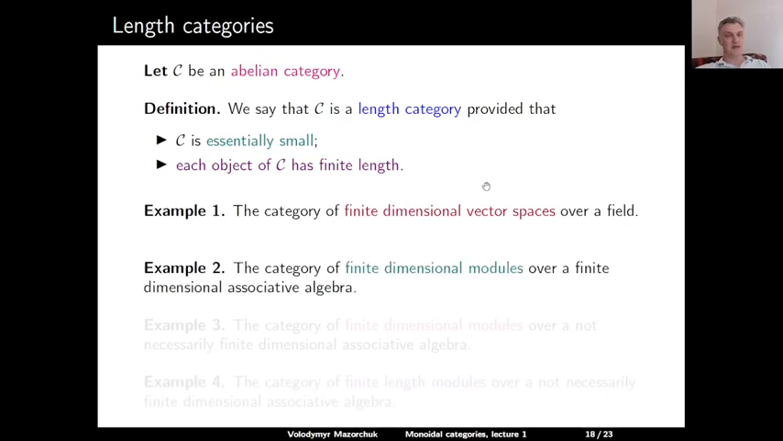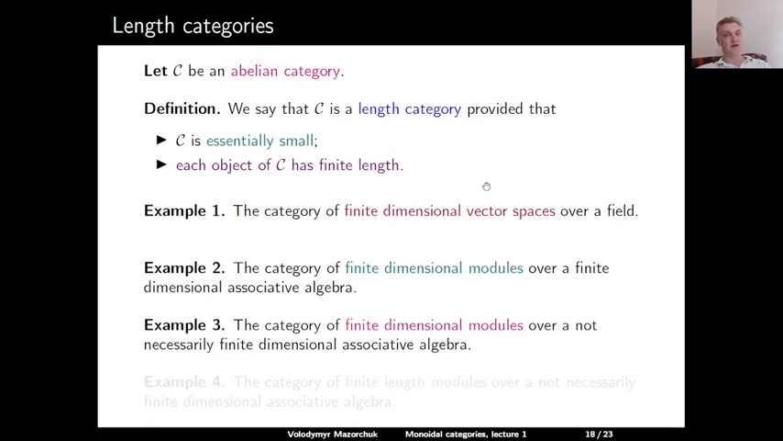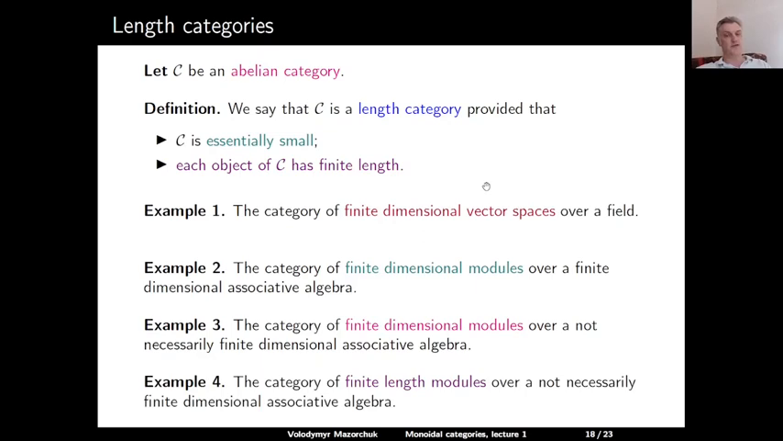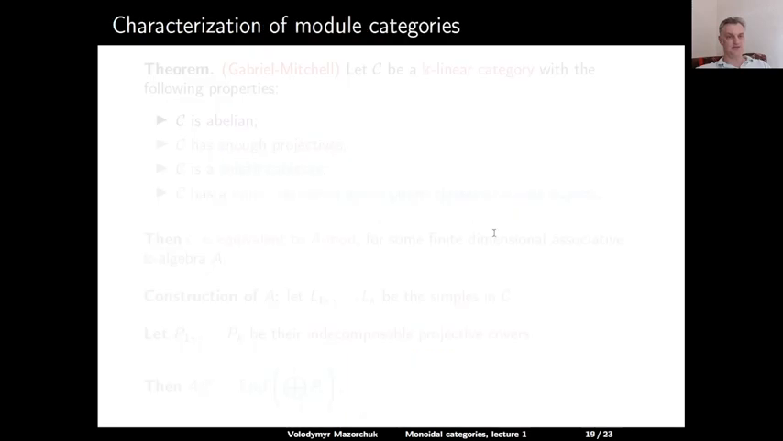Another example is the category of finite-dimensional modules over a finite-dimensional associative algebra. Alternatively, the category of finite-dimensional modules over any associative algebra, not necessarily finite-dimensional. Or more generally, one can consider the category of finite length modules over a not necessarily finite-dimensional associative algebra. These all are examples of length categories.